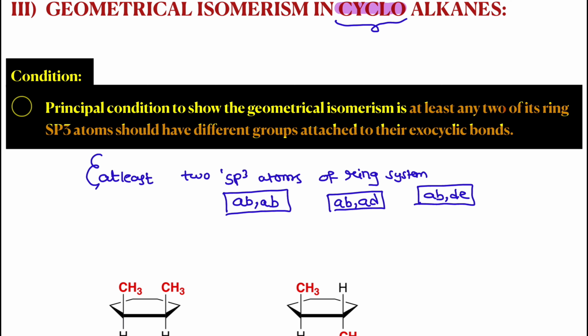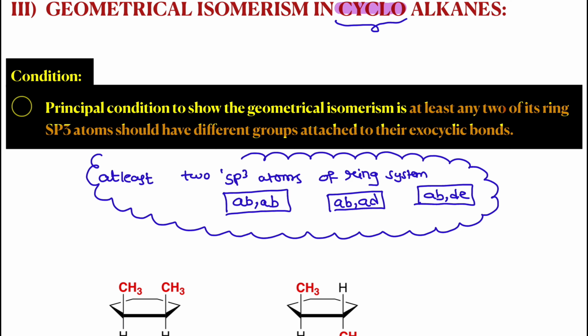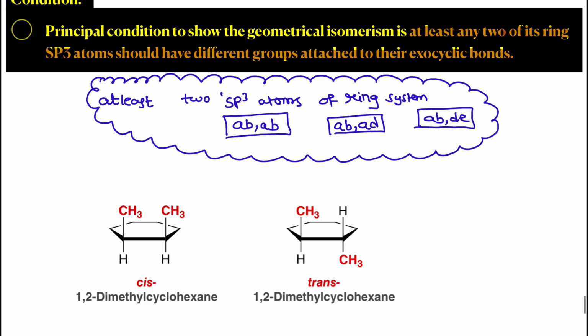So this is the condition. If you want to decide whether the ring system is a geometrical center or not, any two sp3 atoms of the ring system should have different groups. The two groups attached to the exocyclic bonds must be different. Exocyclic bond means the bond is not part of the ring system. If this condition is satisfied, absolutely that particular molecule will show geometrical isomerism. Instead of explaining the condition again and again, let us discuss the example.